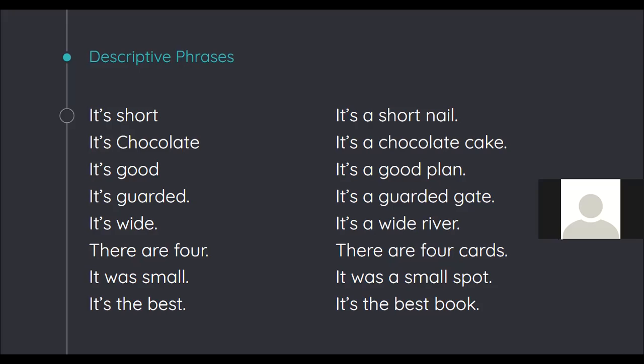But if it's just a descriptive with no noun, if I'm talking to someone and I'm describing something, I'd be like, that's short. I would emphasize the word short. But if I were to describe a nail, I would say it's a short nail. I emphasize the noun at that time.